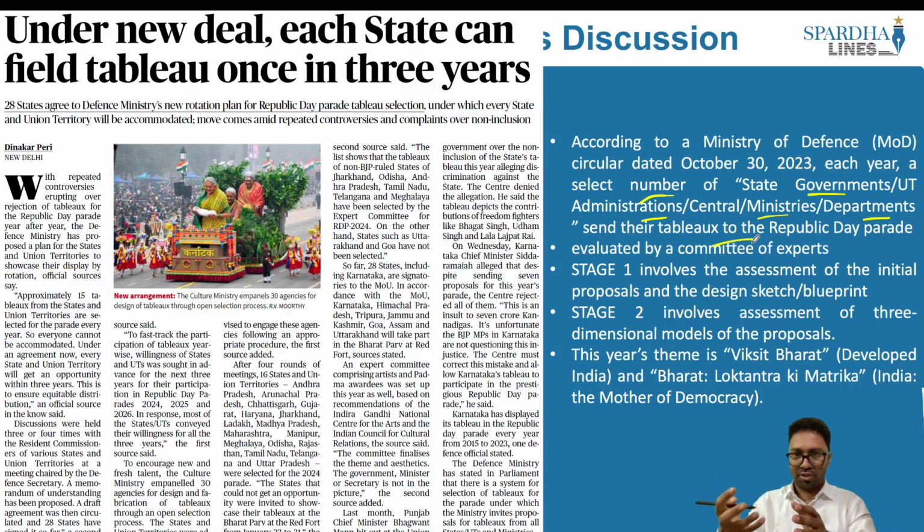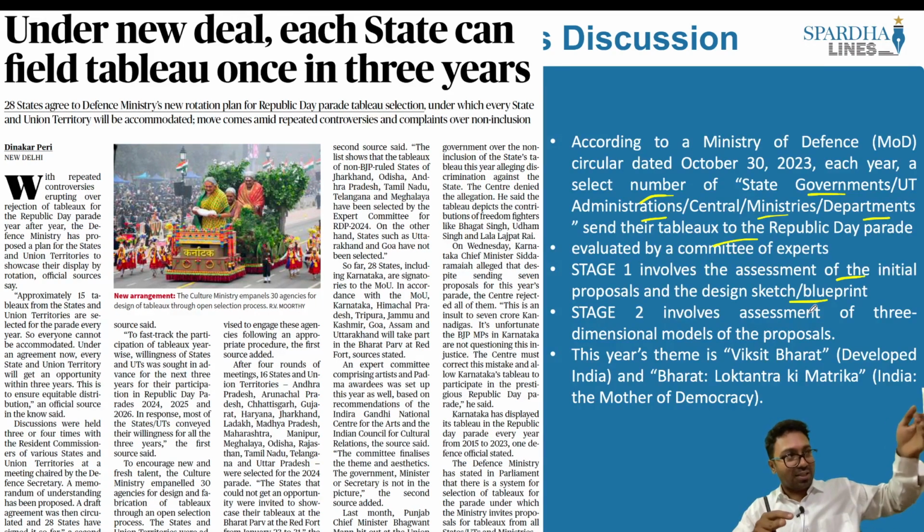The Ministry of Defence has appointed a committee where it will have experts, one who specialized in art, choreography, and then painting, so on and so forth. So a committee would be formed. This particular committee will basically look at two stages. It involves the assessment of the initial proposals and the design sketch and the blueprint. So the state would send the blueprint and the initial assessment of what their tableaus would be, and ultimately the second stage involves assessment of three-dimensional models of the proposals.